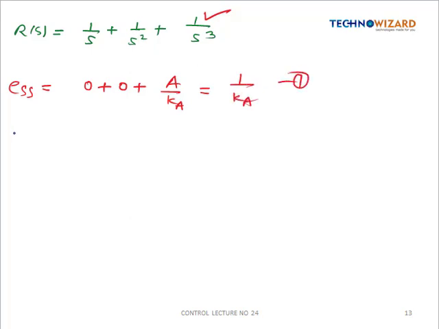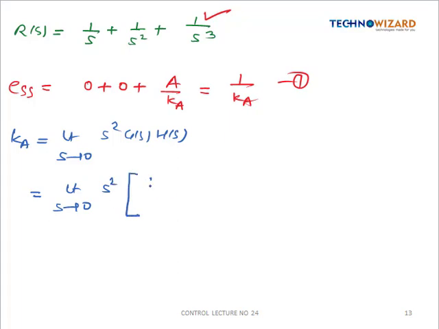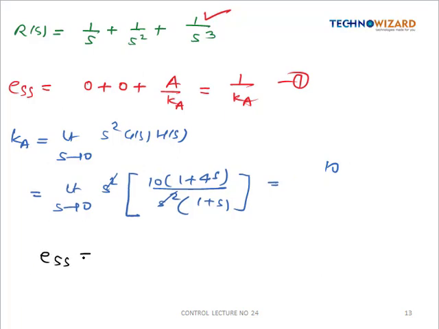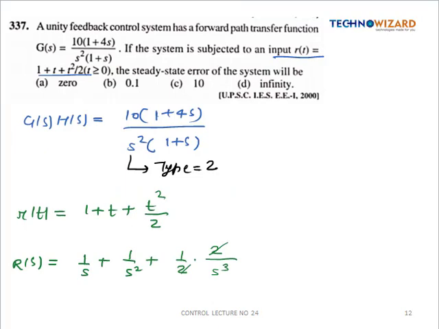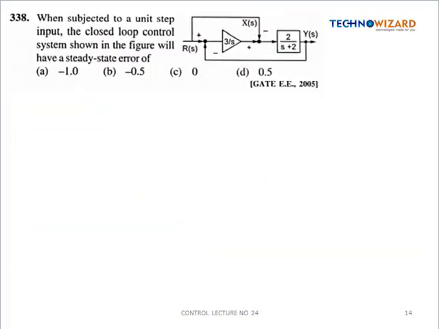So we have to find out the value of Ka, and it is given by limit s tends to 0 of s square G(s) H(s). Substitute the value: s square into 10 into (1 plus 4s) by s square into (1 plus s). This will get cancelled out. If we substitute s equal to 0, we get 10. So the steady state error, substituting in equation 1, will be equal to 1 by 10, which is 0.1. So 0.1, option B, is the right answer.